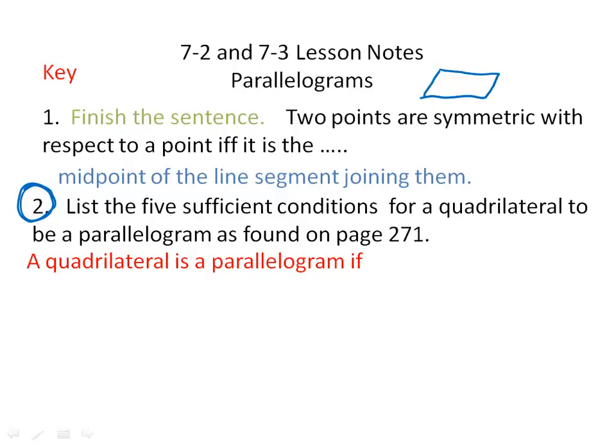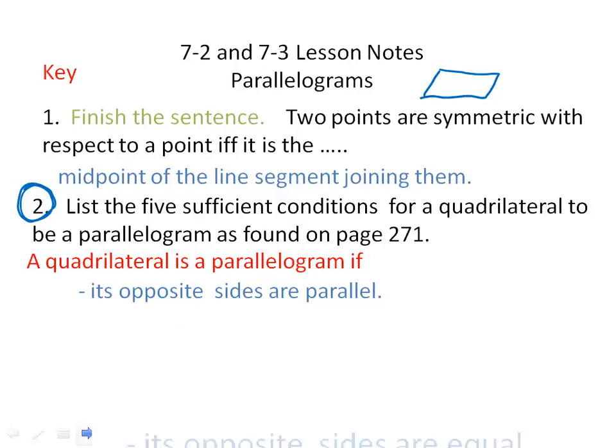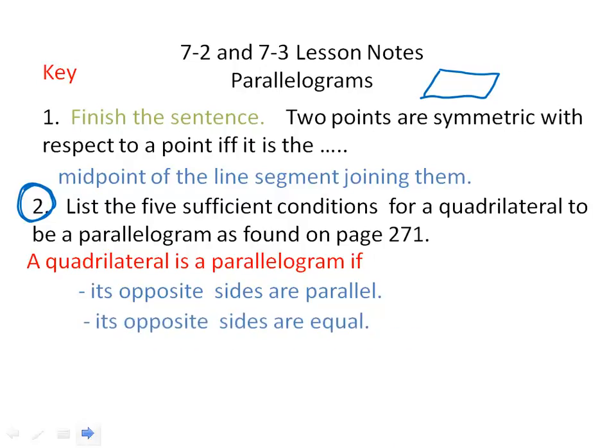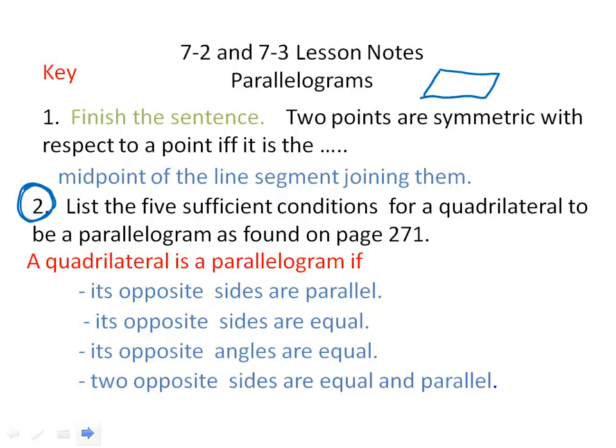And so there are 5 sufficient conditions for a quadrilateral to be a parallelogram. That's found on page 271, and you must know these backwards and forwards. Its opposite sides are parallel. Quadrilateral is a parallelogram if its opposite sides are parallel. It is a parallelogram if its opposite sides are equal, or if its opposite angles are equal, or if 2 opposite sides are equal and parallel, or if its diagonals bisect each other.